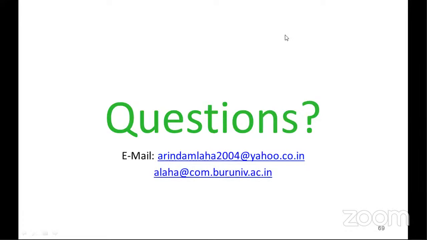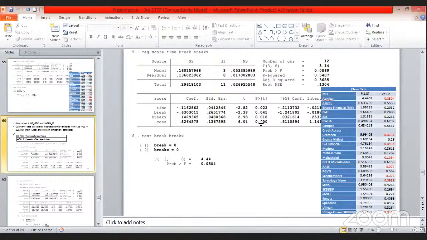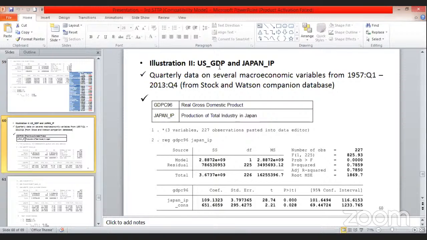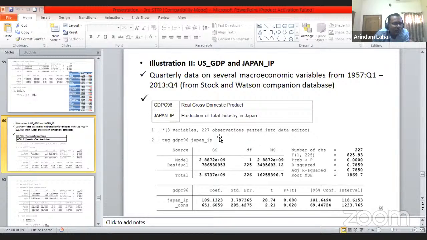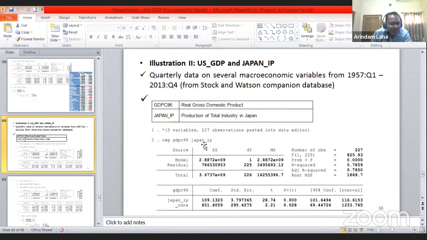Sir, you won't be showing this second example, US and Japan, in Stata? The second example? Yes, this one. For the US you have the data shared; for Japan, you won't be showing it in Stata? No, no, you follow the command. You follow the command. Try it automatically. Is there any difficulty with the command? If you face any difficulty, tell me.